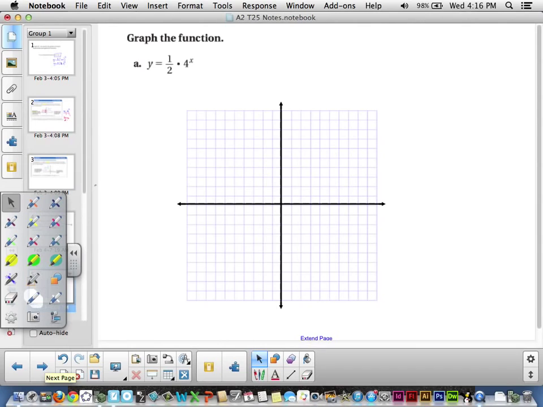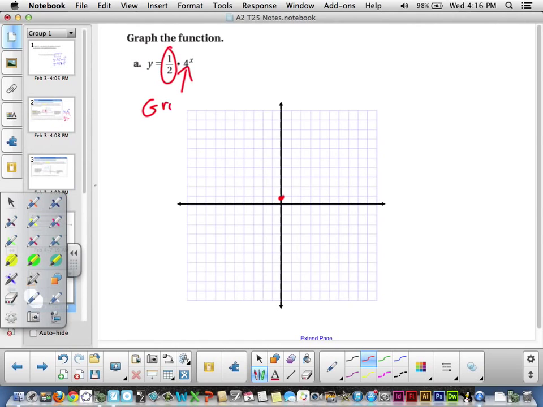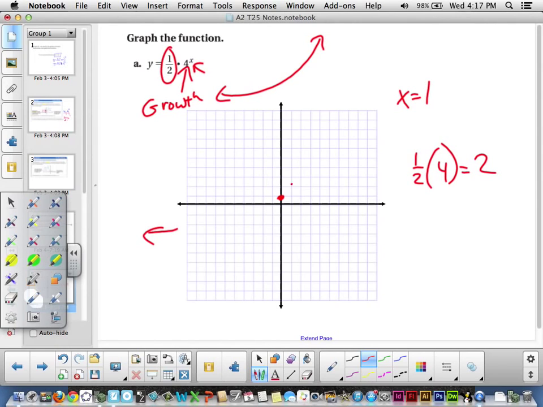Graph the function y equals 1/2 times 4 to the x. We are starting at 1/2. So at x equals 0, that is our starting point. Now, we know it's growth because that base is greater than 1. So it's going to be the general shape where we start low and climb up. The asymptote's going to be off to the left side here. Now, our first point at x equals 1 is going to be 4 times larger than our y-intercept. If our y-intercept is 1/2, we're going to take 1/2 times 4. Our first point at x equals 1 should be (1, 2).